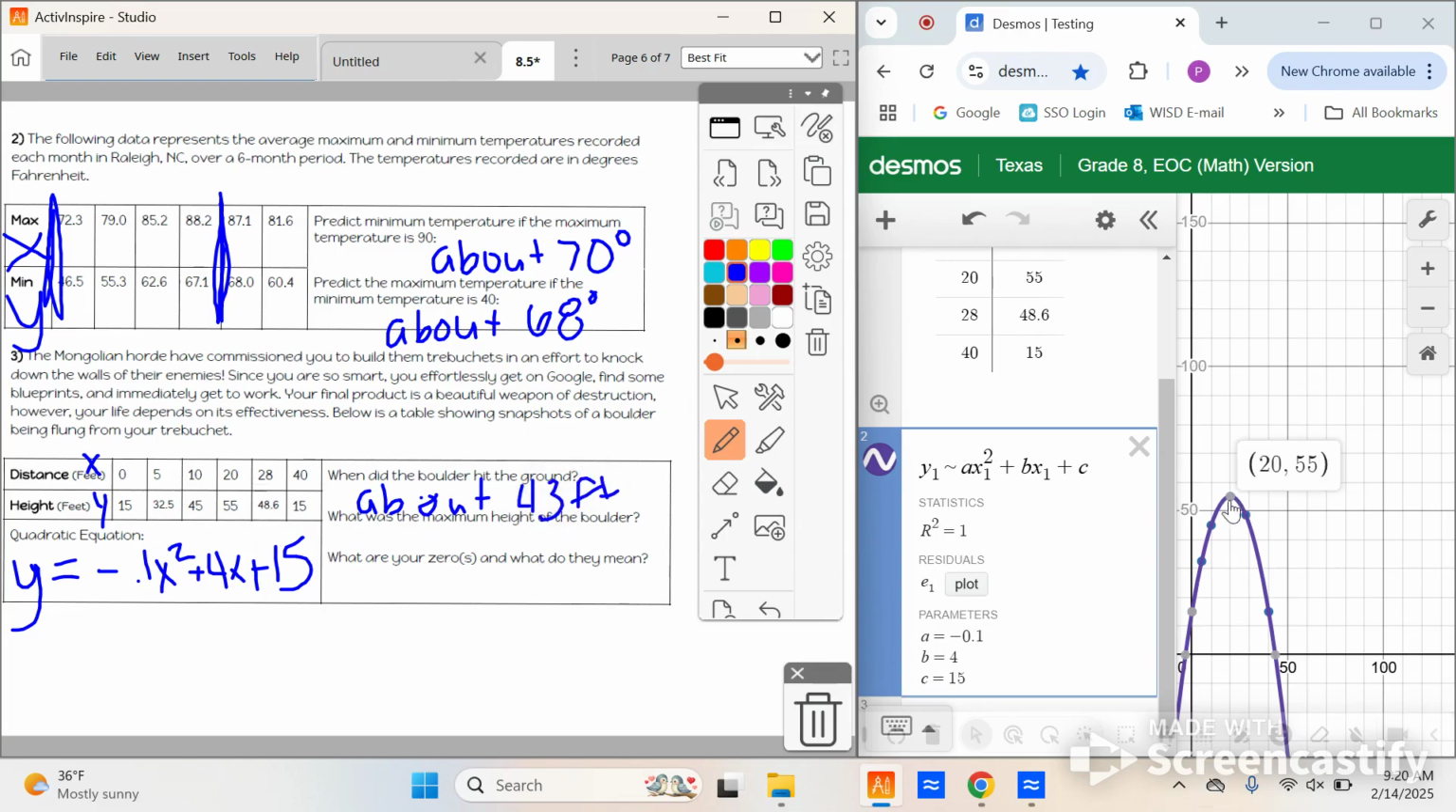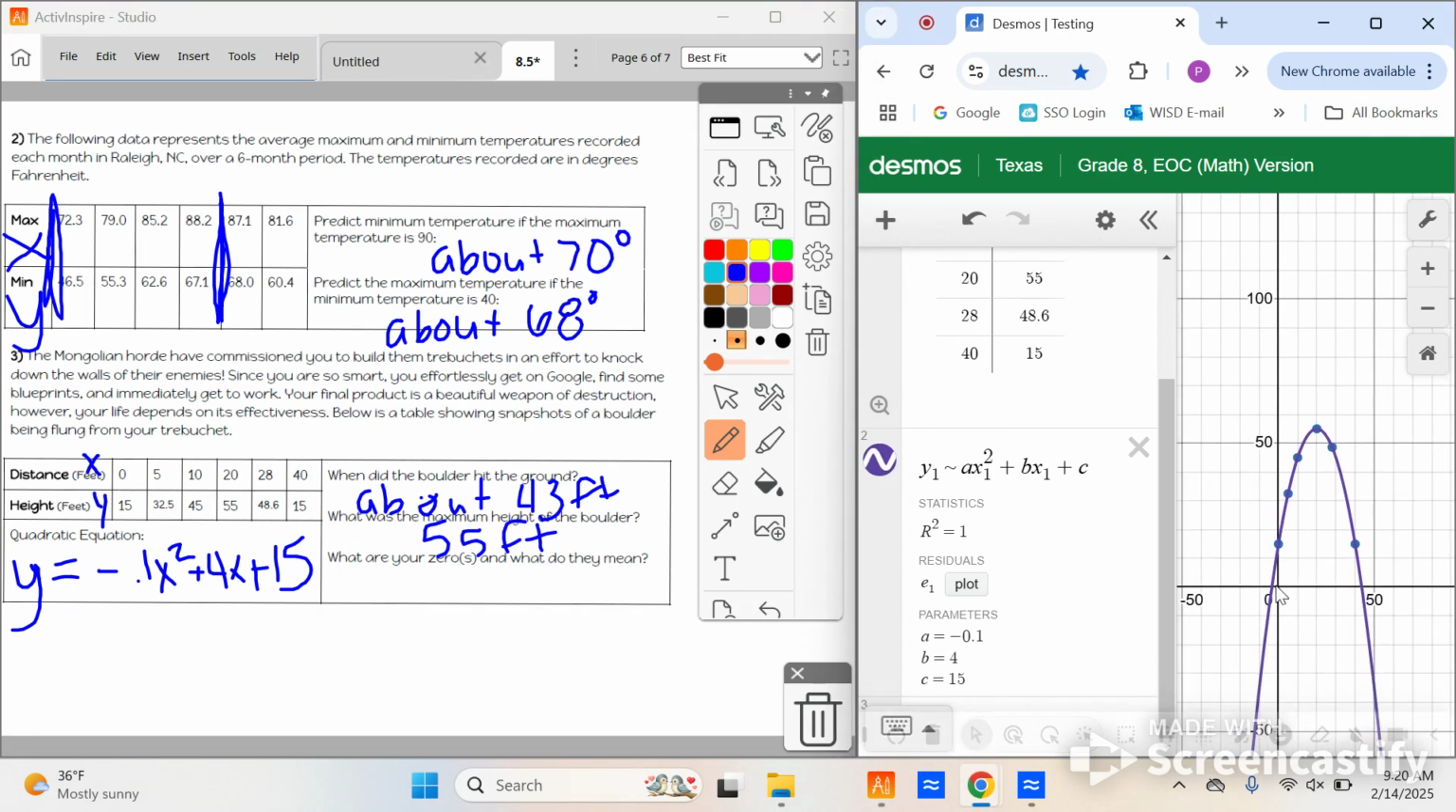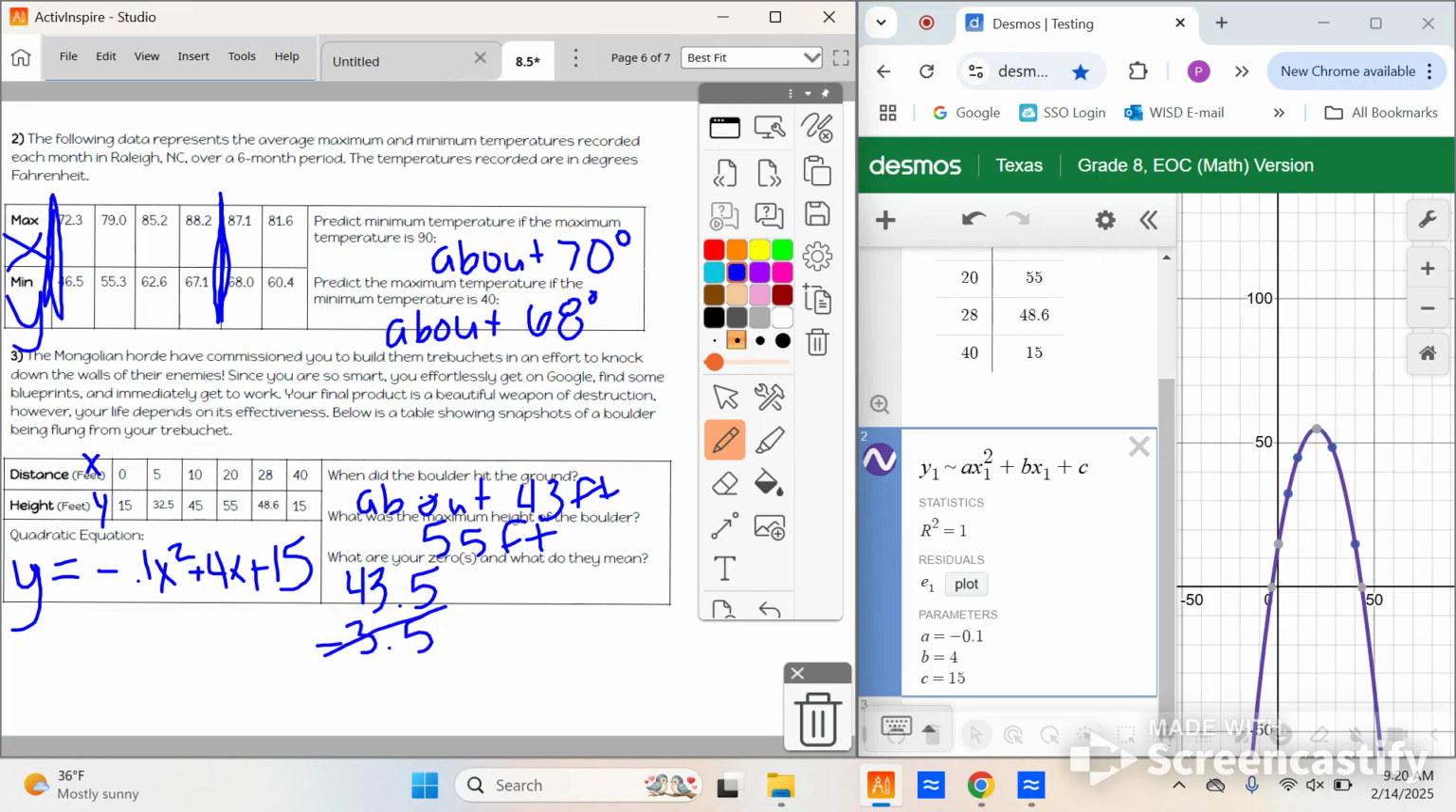The maximum height of the boulder is our vertex, which is 55 feet. And your zeros are where it hits the ground. Now, this zero past the x-axis doesn't really matter because we can't have a negative distance. But our other zero, which is 43.452, is where the boulder hits the ground. So 43.5 is where the boulder hits the ground. Negative 3.5, our other zero, doesn't really matter because it can't travel a negative distance.